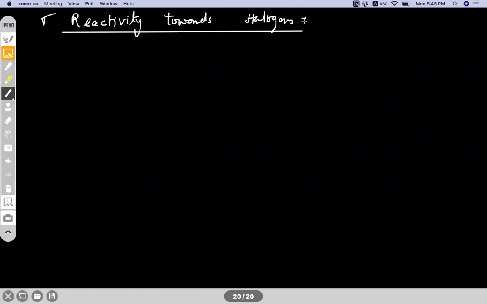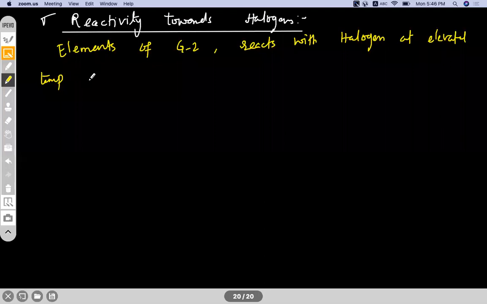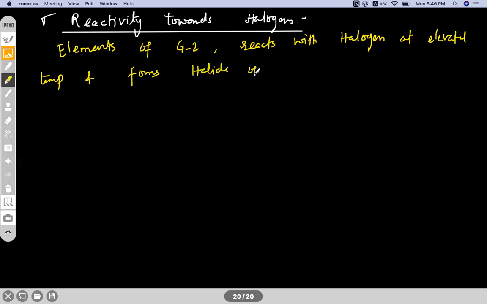Reactivity towards halogen. Write down: elements of group 2 react with halogens at elevated temperature and form halides of MX2 type.